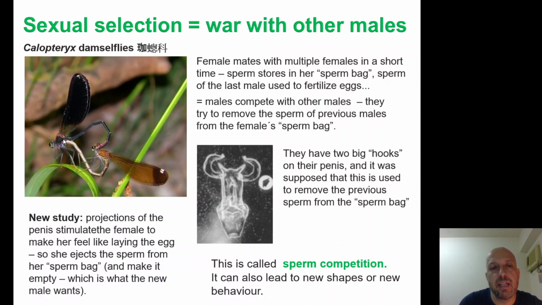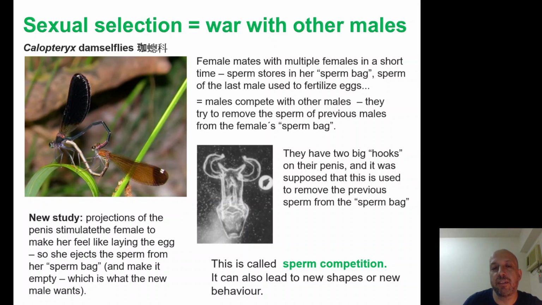Because it was natural that they investigated the sperm bags, these special pockets in the female genitalia where the sperm is stored, and they found that after the copulation, the sperm package was exchanged. But the new study actually showed that these projections are not really mechanically taking out the sperm of the previous male, but they are stimulating the female in a way that it feels like the egg being laid. So actually, this is kind of an instinct.